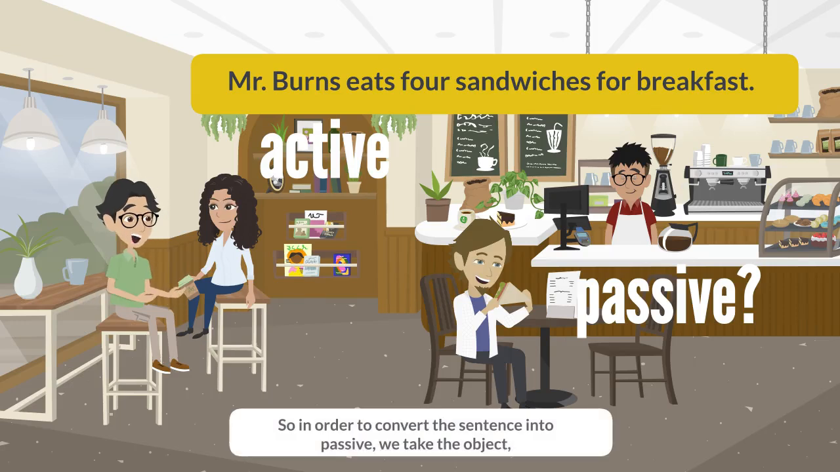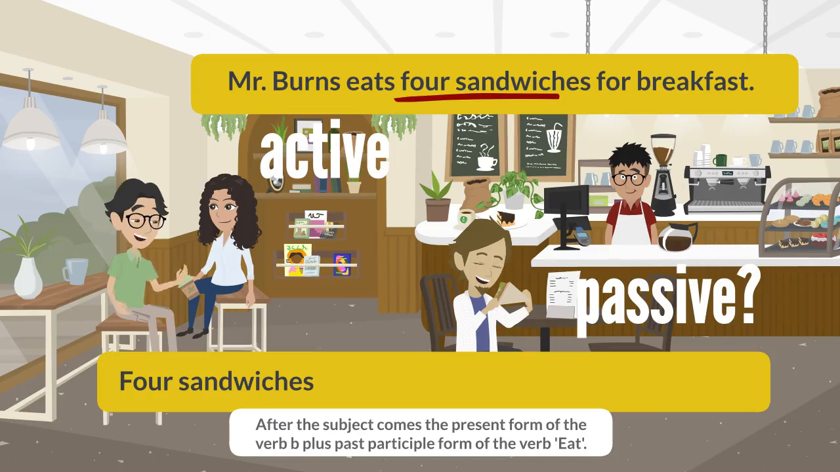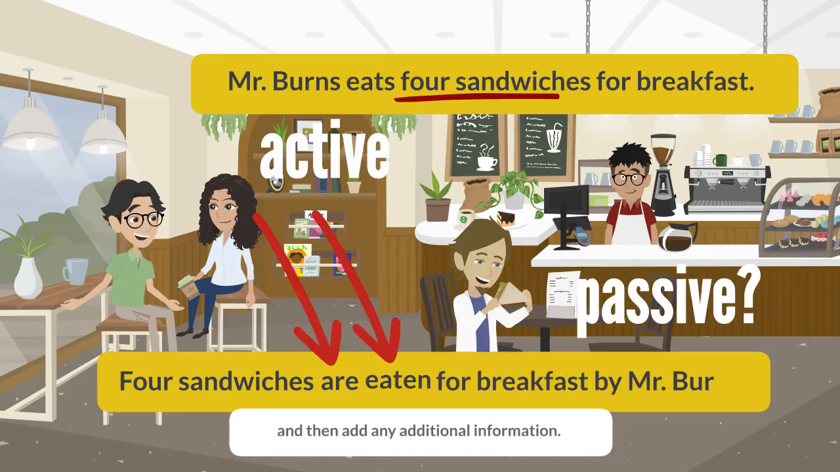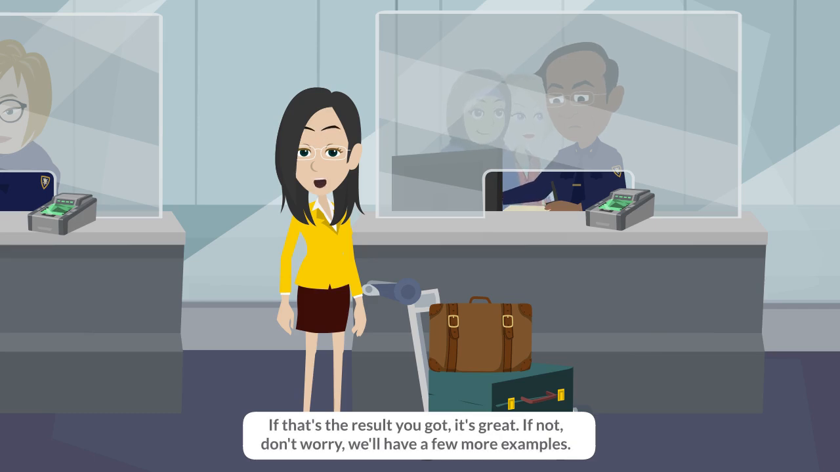So in order to convert the sentence into passive, we take the object, which is 4 sandwiches, and make it a subject. We put it at the beginning. After the subject comes the present form of the verb be, plus past participle form of the verb eat, and then add any additional information. And we get 4 sandwiches are eaten for breakfast by Mr. Burns. If that's the result you got, it's great. If not, don't worry. We will have a few more examples.